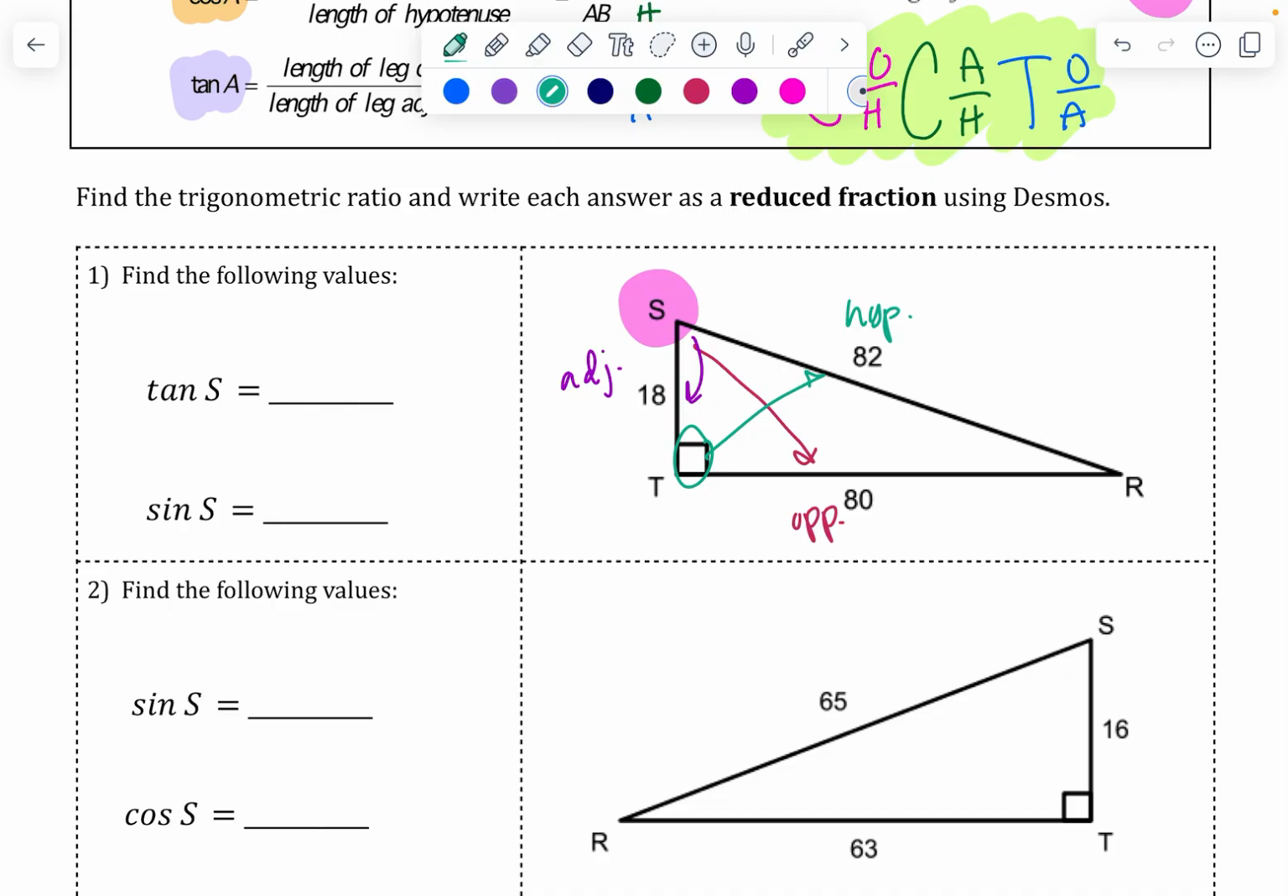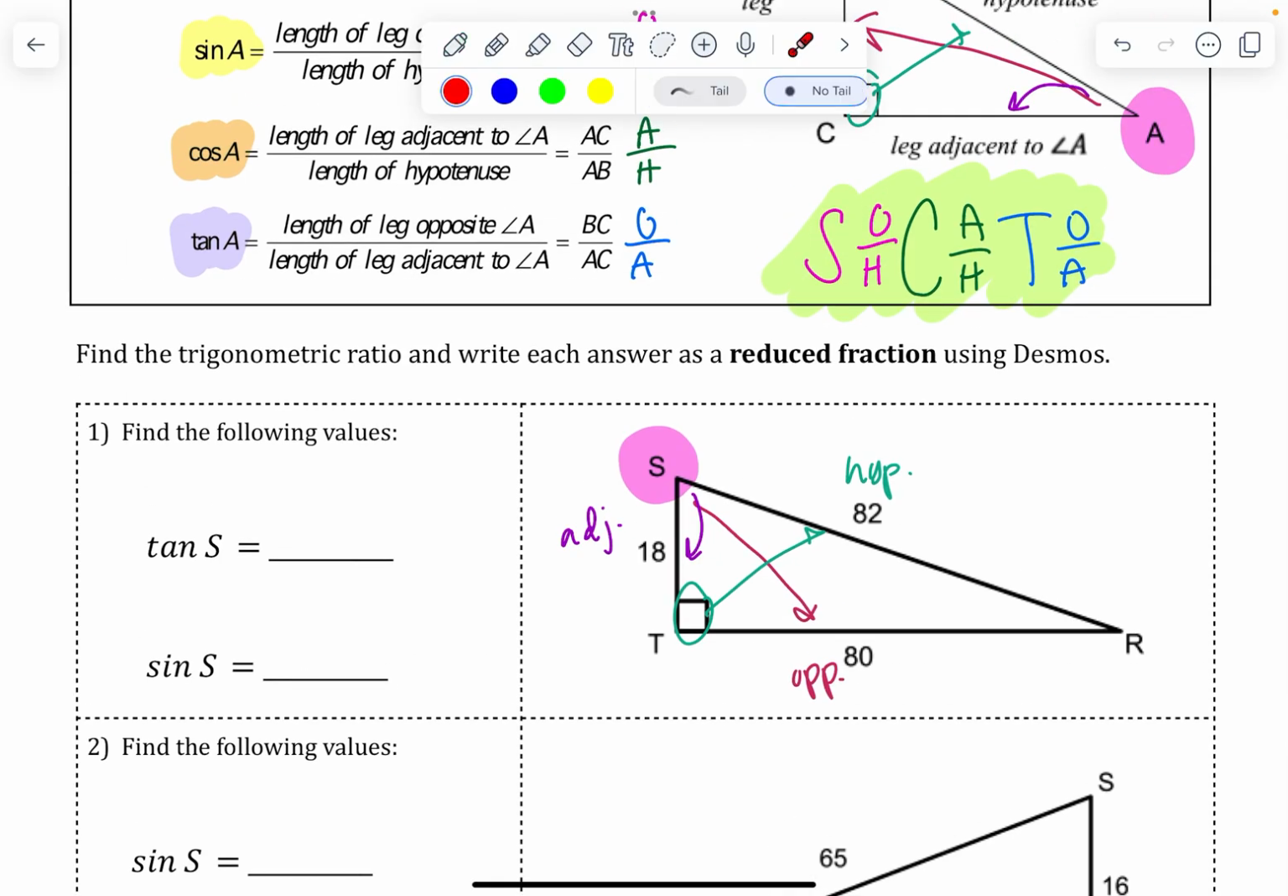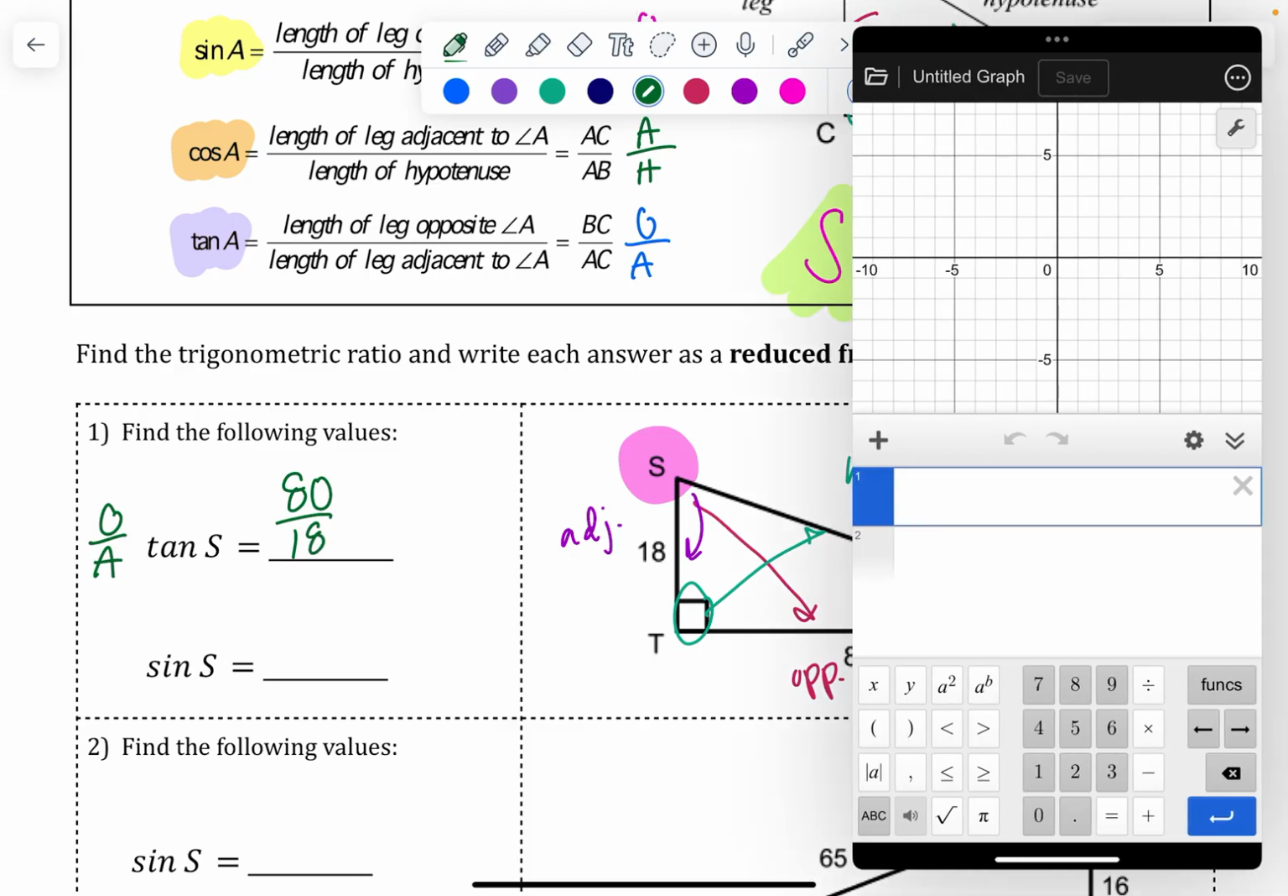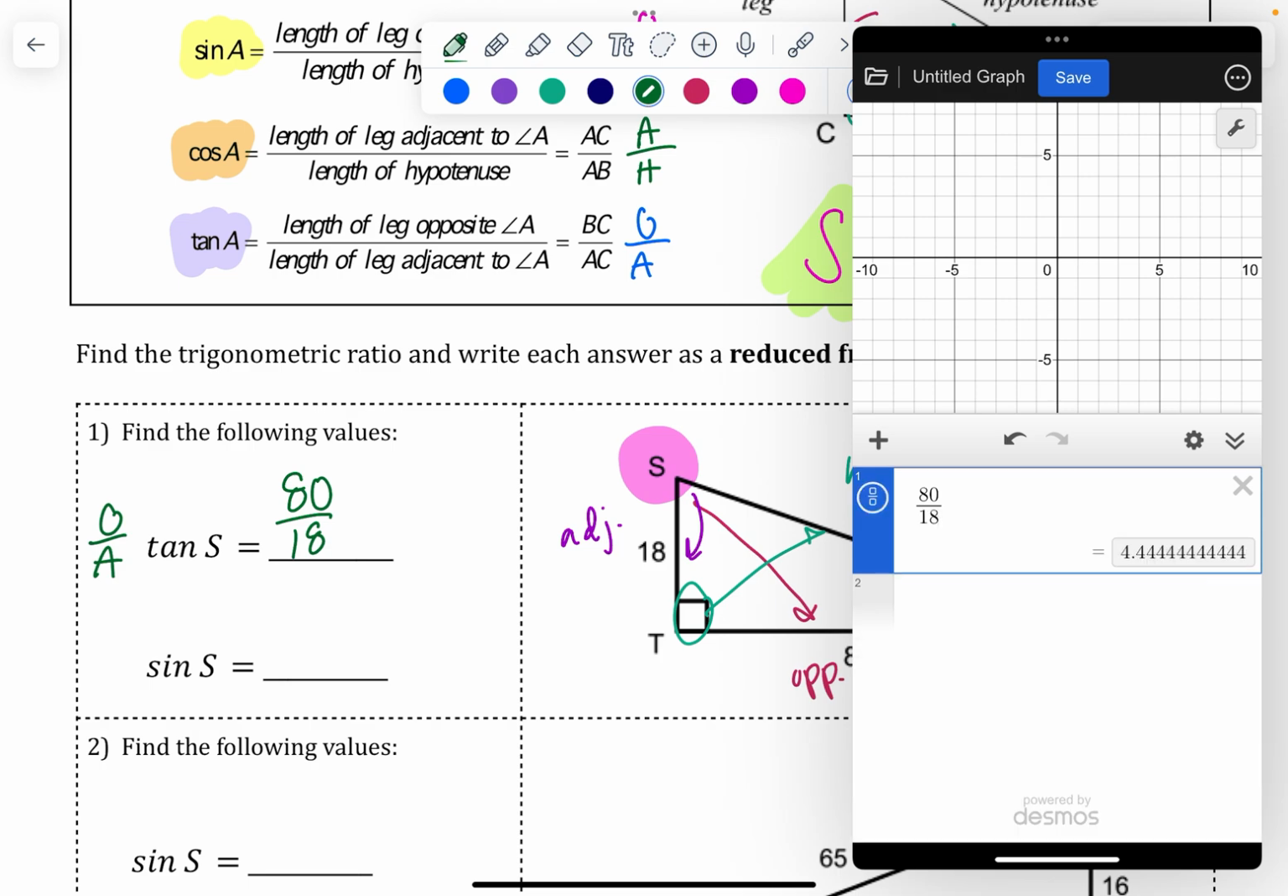Yes? So tangent. I know the T is O over A, the opposite over the adjacent. So I'm going to take my opposite side, which is 80, over 18. So my ratio is 80 over 18. Before I circle or highlight my answer, I'm going to go and type in 80 divided by 18. And this little icon changed my decimal to a fraction. And it simplifies it. My answer is 40 over 9.